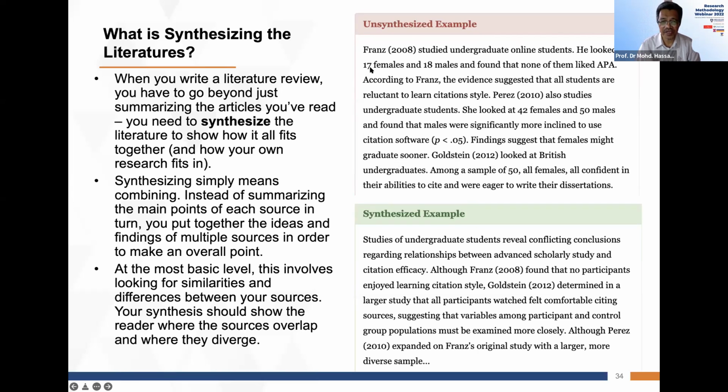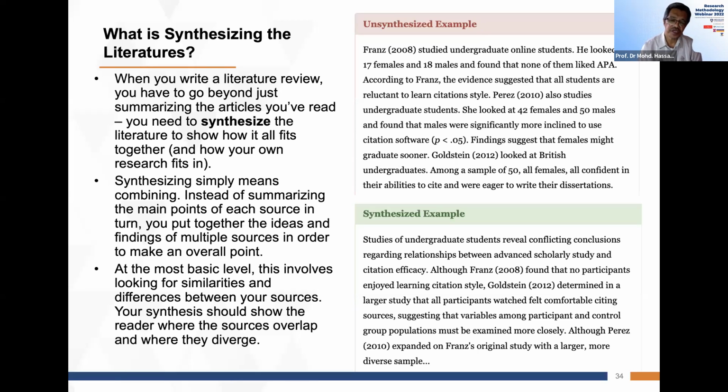He looked at 17 females and 18 males and found that none of them liked the APA system of writing. And according to France, the evidence suggested that all students are reluctant. So he reported what Perez says. And then he goes to the next line, he reports what Goldstein says and what Goldstein did. This is an unsynthesized form of literature review.